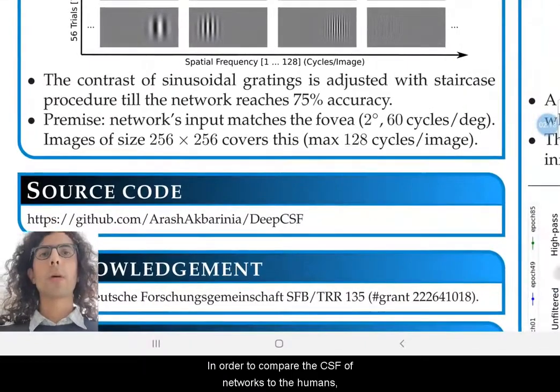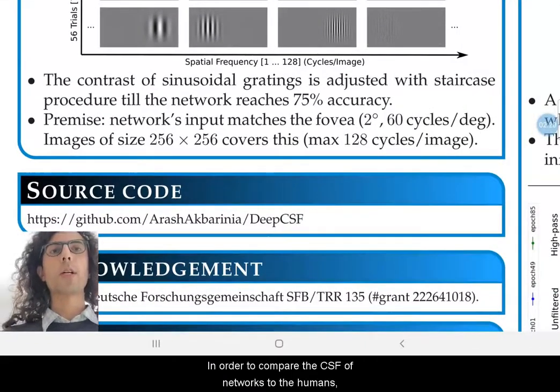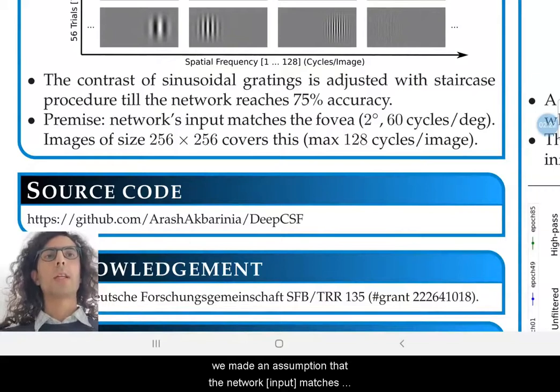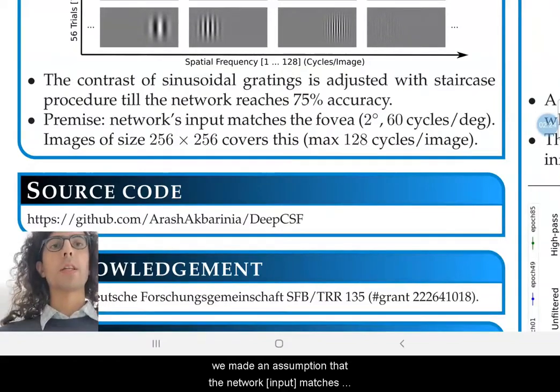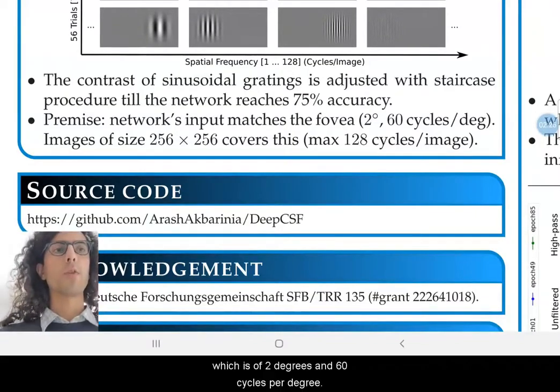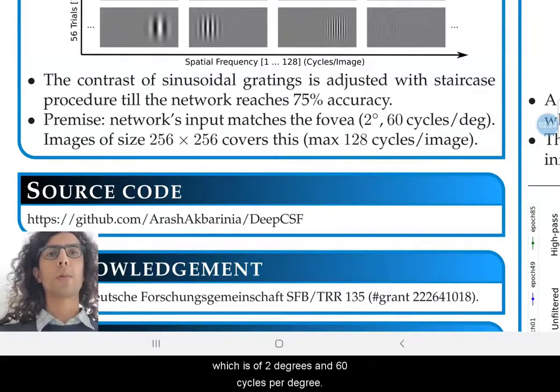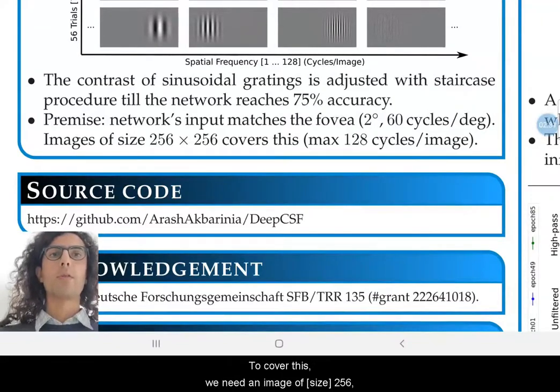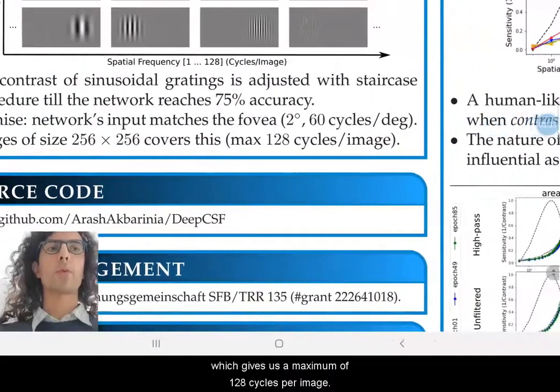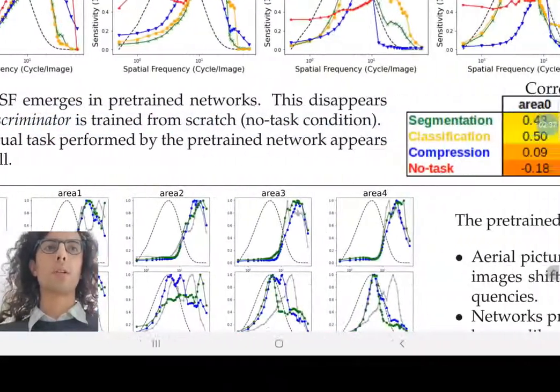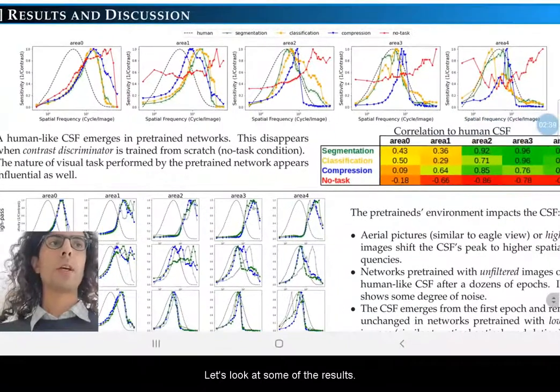In order to compare the CSF of the networks to humans, we made an assumption that the network's input matches the entire fovea, which is 2 degrees and 60 cycles per degree. To cover this, we need images of size 256, which gives us a maximum of 128 cycles per image. Let's look at some of the results.